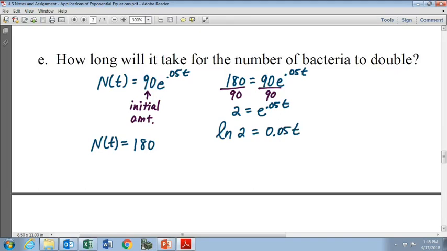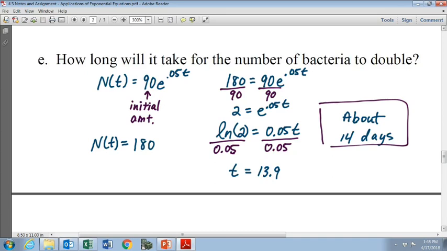All right, so you should get natural log of 2 is equal to 0.05t. If you said log base e of 2, that's the same, but we would rewrite it as natural log of 2. So we're going to need to divide by 0.05. And notice I put parentheses around the 2. When you put it into your calculator, you want to put it in just like it looks there, natural log of 2 with parentheses around it, divide 0.05, and you should get about 13.9. So I'd say that's pretty close to 14 days.